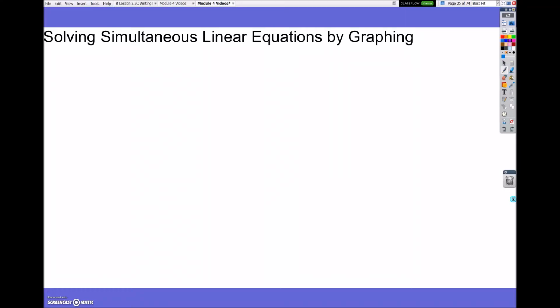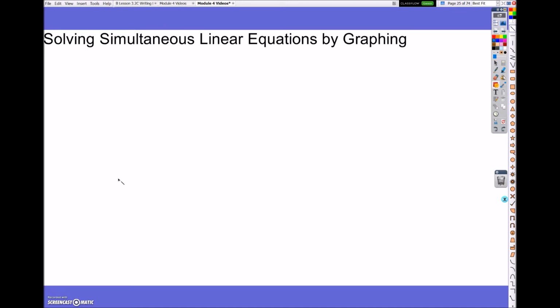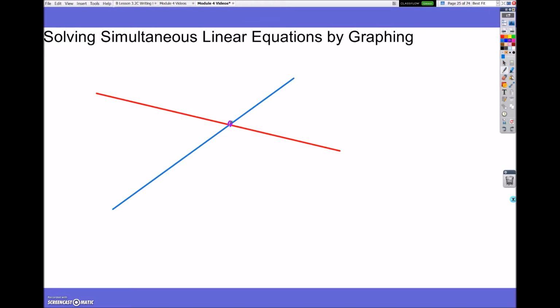Alright guys, today what we're going to be looking at is solving simultaneous linear equations by graphing. The whole point of this lesson is we are going to graph two linear equations. So you're going to have one line going like this, one line going like this, and the whole point is we are trying to figure out that point of intersection, the point where they cross.